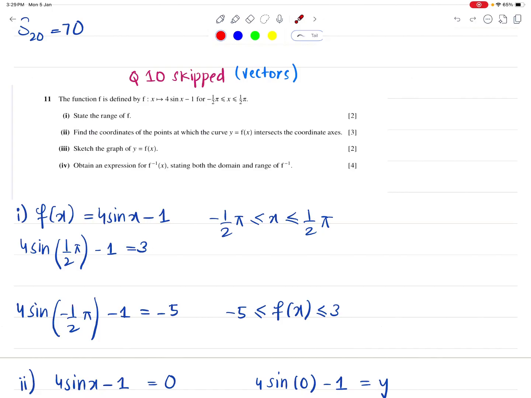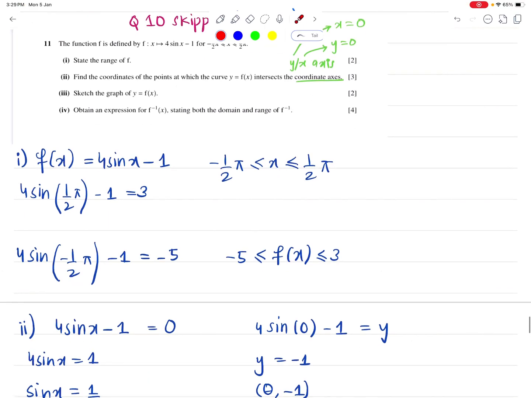Then it says find the coordinates of the points at which the curve y equals f of x intersects the coordinate axes. Now the coordinate axes are basically the x-axis and the y-axis. And you know, at the x-axis your y is equal to 0, and at the y-axis your x is equal to 0. So that's what I did.